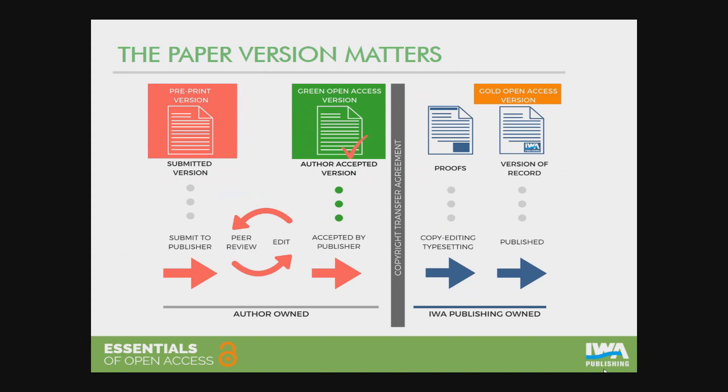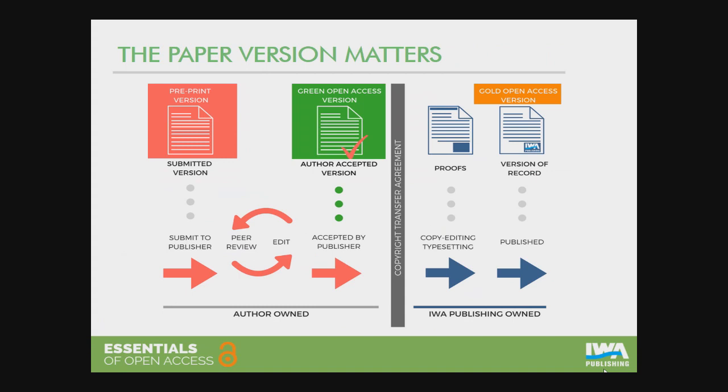So let's look a little bit more at the paper versions. As I mentioned, the preprint version is the version before you submit to a publisher. So it's your very first version once you've written up your research. Then if you do submit it to a publisher, it might undergo peer review. And as soon as it's accepted, that is the version that you could, after the embargo period, submit in an institutional repository. So it's not the official version of record.